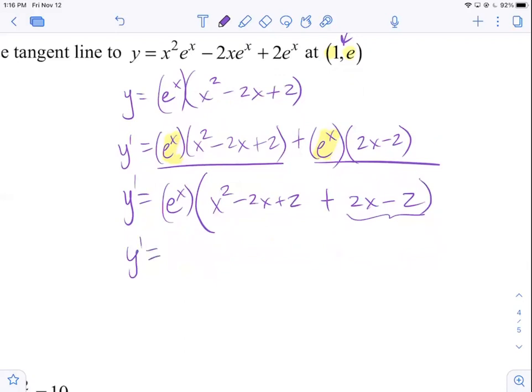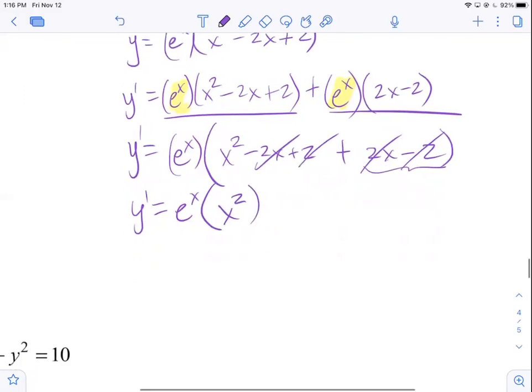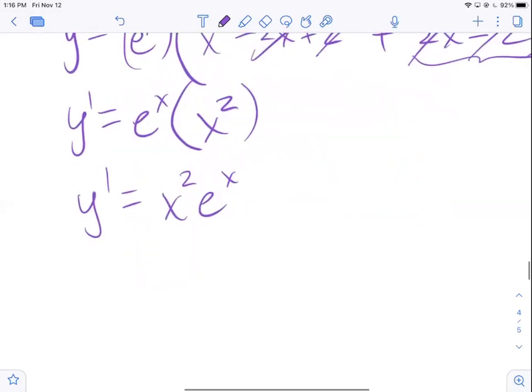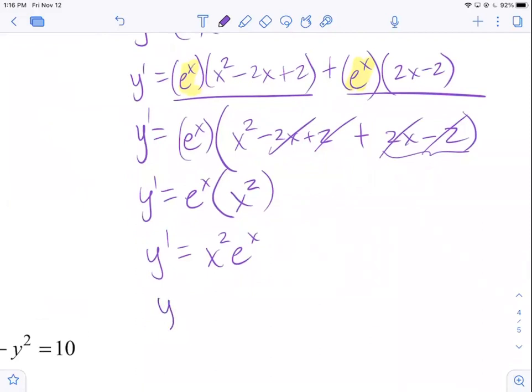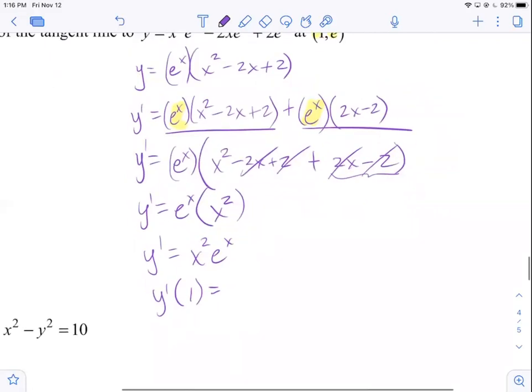And then simplifying by combining like terms, let's see, I get x squared. The minus 2x's cancel and the 2's cancel. So this does kind of simplify nicely into x squared e to the x. It's pretty handsome, right? Cleans up nicely. Well, we could have plugged in the number first and then simplified just as easily, but now we can plug in. So we'll say y prime of 1. That's the x value up there. We get 1 squared, which is 1, times e to the first, which is e. The slope is e, 2.718.